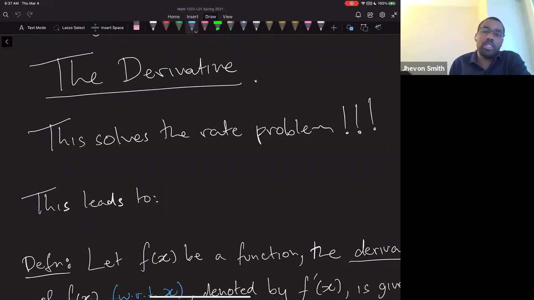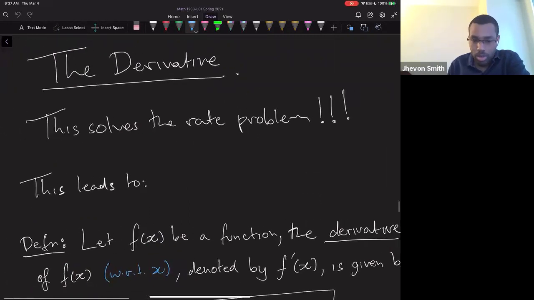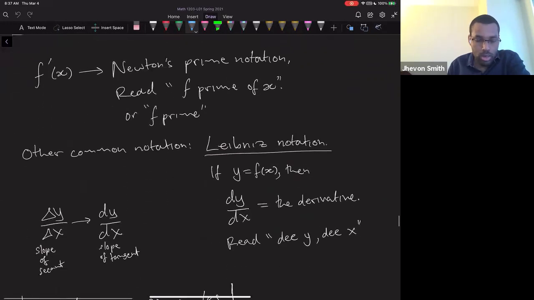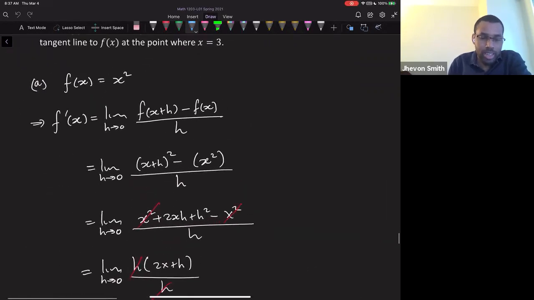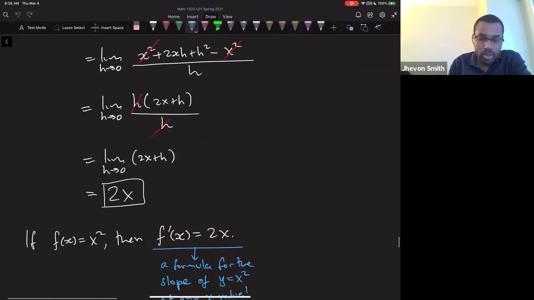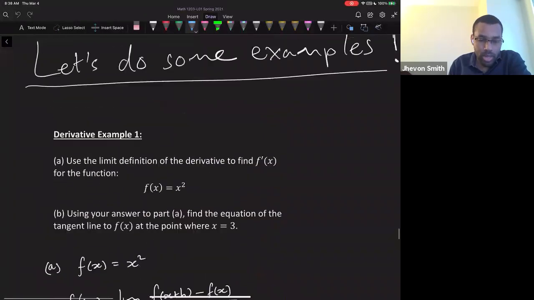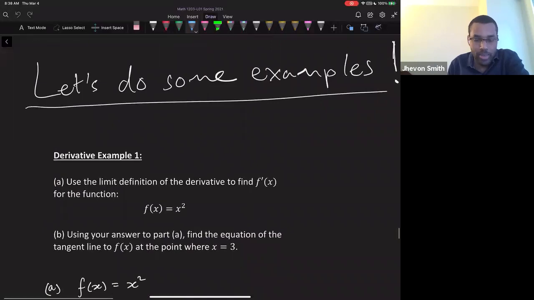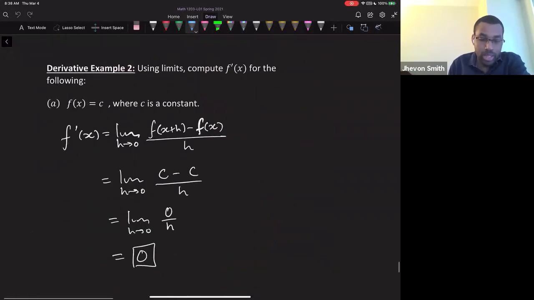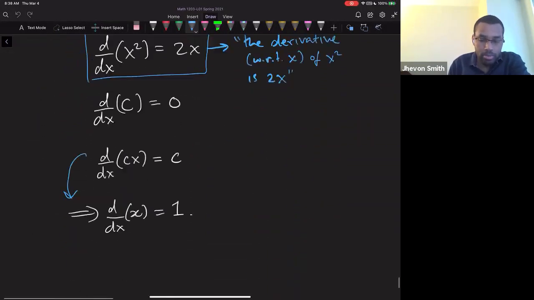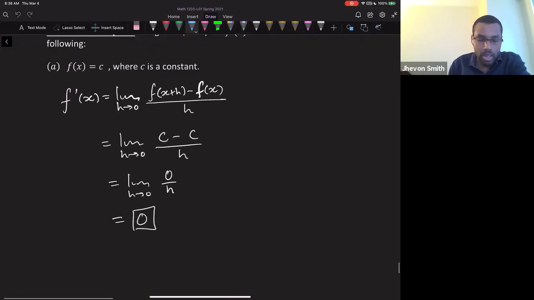So this was the solution to the rate problem. It solved the rate problem in some special circumstances, but those circumstances are actually pretty broad and applicable. So we spoke about some notation, but then we used the definition to compute the derivative of some functions, as well as answer a question about tangent lines, which is an important kind of question to know. Like, that's guaranteed something that's going to come up. Very traditional Calc 1 question. And then we went through some other examples where we used the definition of the derivative to find a couple other derivatives.